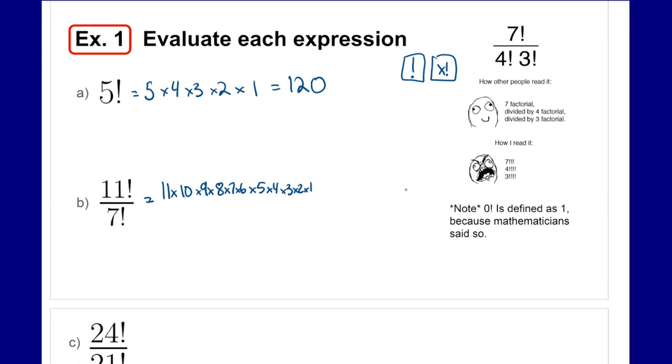Off to the end. So that's all divided by 7 times 6 times 5 times 4 times 3 times 2 times 1. Is there any way I can simplify that? Well, there is, because if I'm dividing by the same numbers that I have on top that I'm multiplying by, they can cancel out.